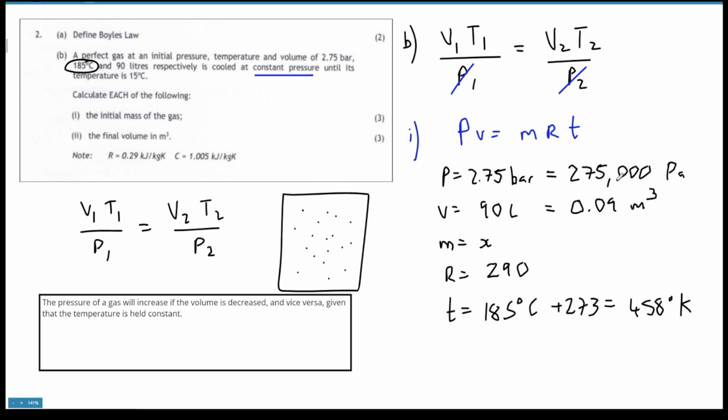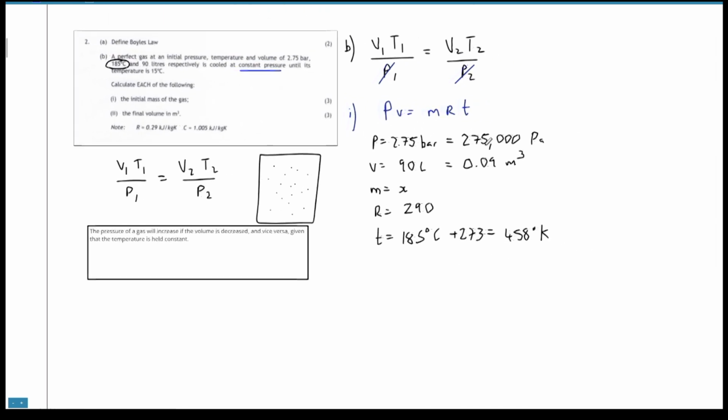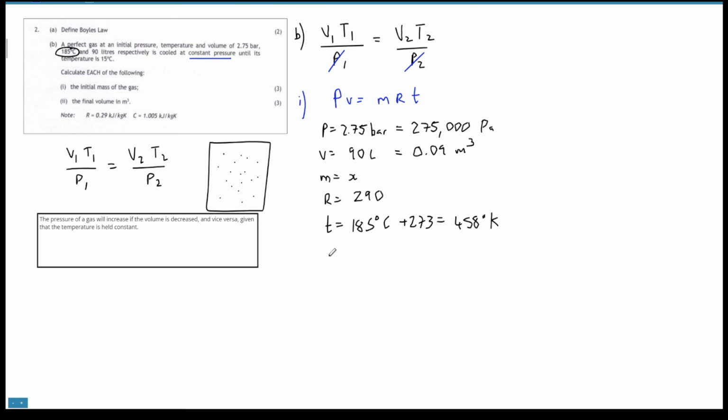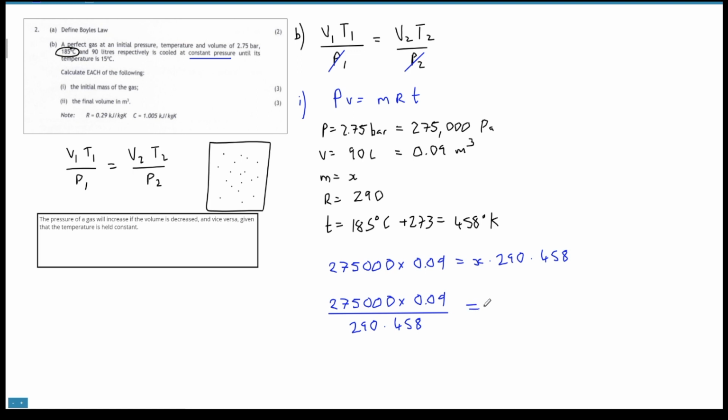Just need a bit more space to do that, so let's zoom out a bit. That looks good. All right, so let's put them all in. We're going to have pressure, which is 275,000 times 0.09, and that should be equal to the M, which is what we're trying to calculate, multiplied by the 290, multiplied by the 458. Then in order to get the X, I'm going to transpose, which means dividing by this. So I'm going to copy and paste this so you can see it. It should look like that. That's my X right there.